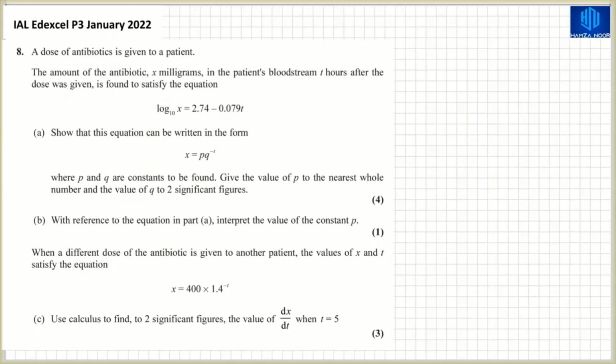This is Hamza Noor, and in this particular video I'm going to solve question number 8 of the International A-Level Edexcel P3 January 2022 paper. It says that a dose of antibiotics is given to a patient. The amount of the antibiotics, x milligrams, in the patient's bloodstream t hours after the dose was given is found to satisfy the equation log base 10 of x equals 2.74 minus 0.079t.